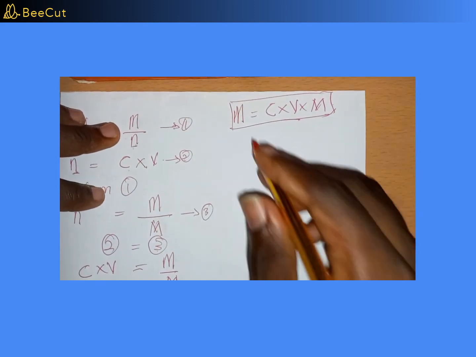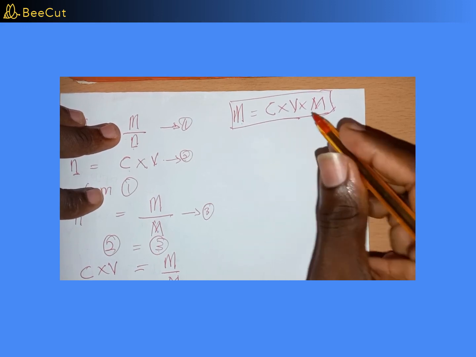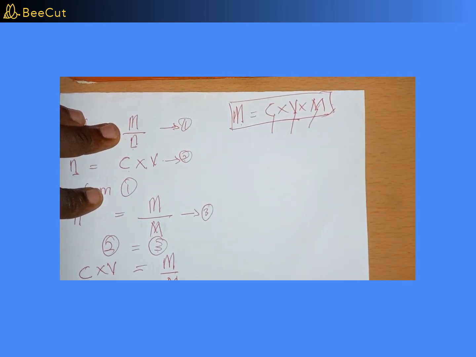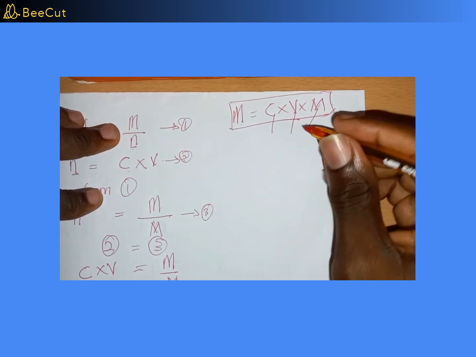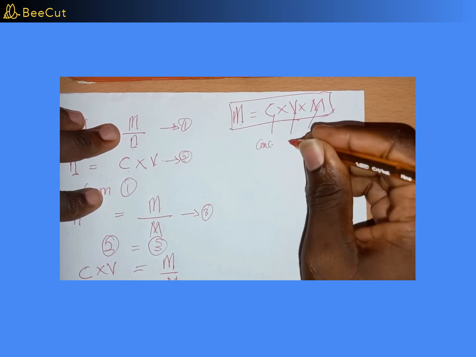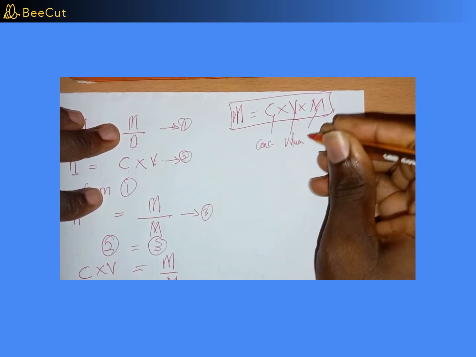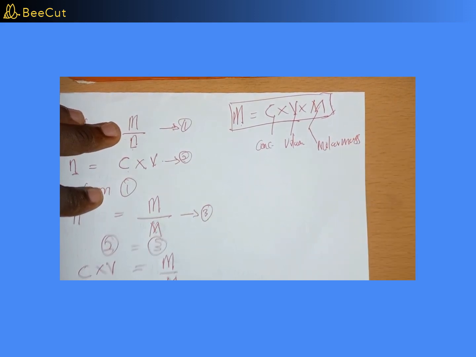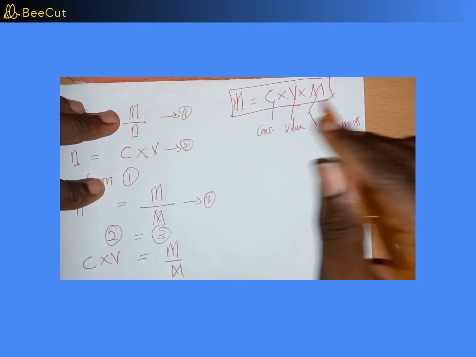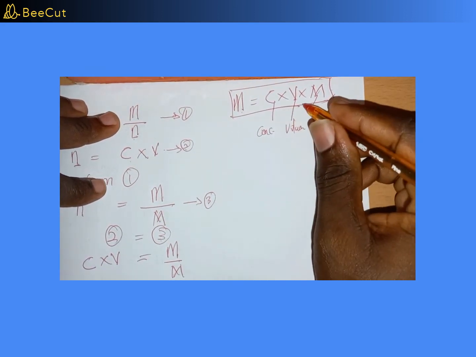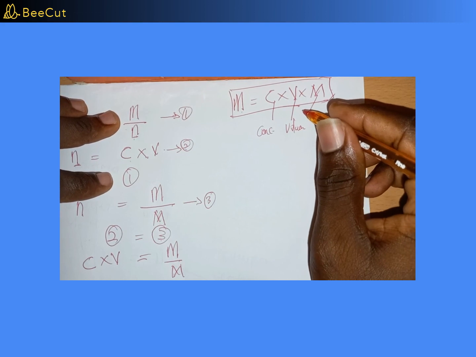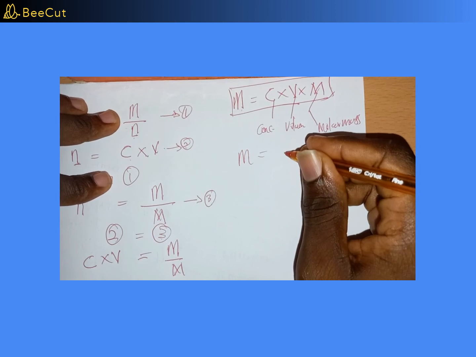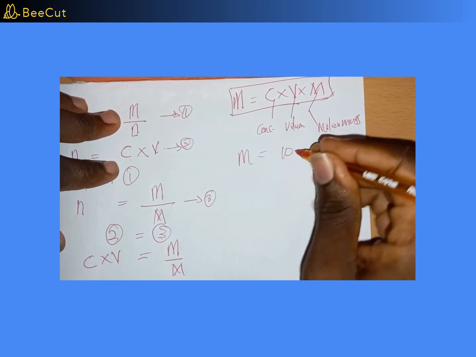This is a very important formula you would have to remember. So if I want to calculate mass, when I'm given the concentration, I'm given the volume, and I'm given the what? Molar mass. This is what I do. So this one is the concentration, this is the volume, and this is the what? Molar mass. So after calculation or putting all the parameters into the formula, you would have the mass equals a particular value, let's say 10 grams.